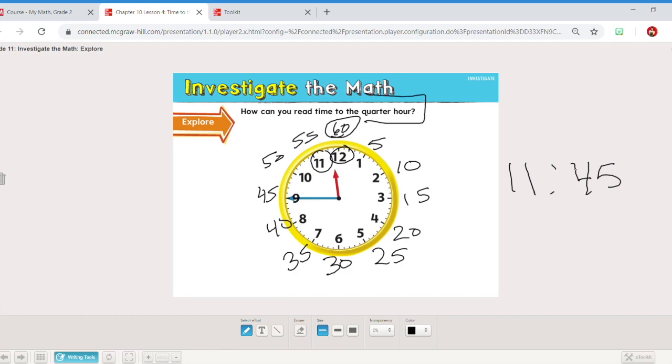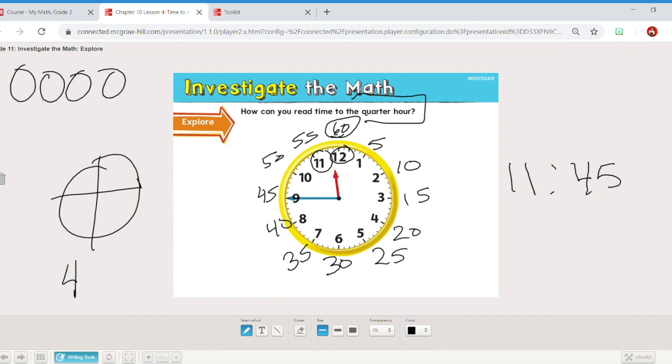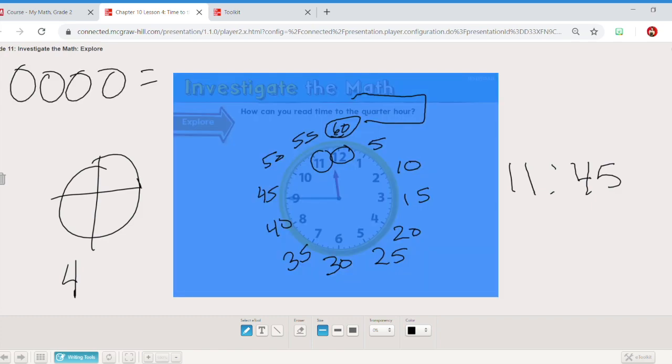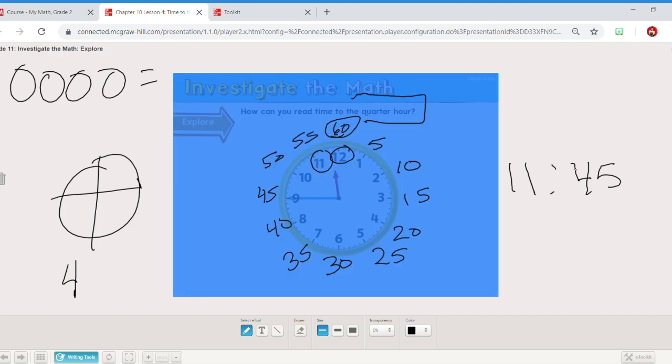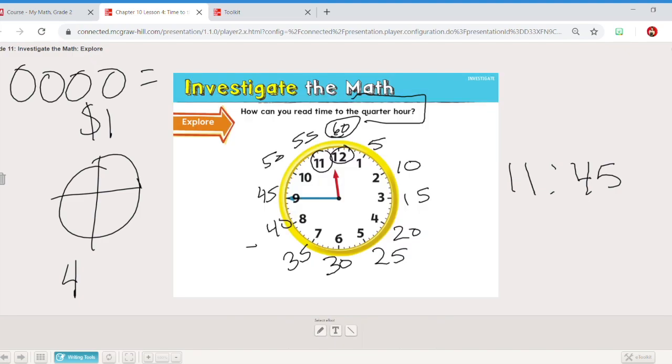It says, how can you read time to the quarter hour? Well, how does that mean it's a quarter? If you think about a fraction and splitting something into quarters, that means you're splitting it into 4 parts. Or why the coin quarter has its name is because you need 4 of them to make one dollar. Oop, I made it all blue. So quarters are referring to 4 parts.